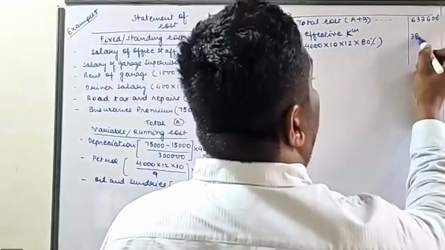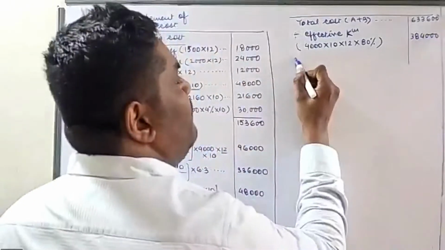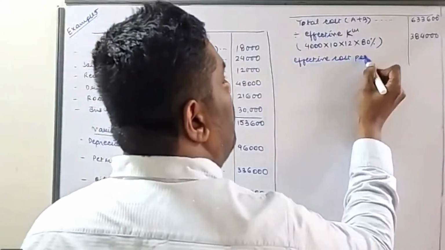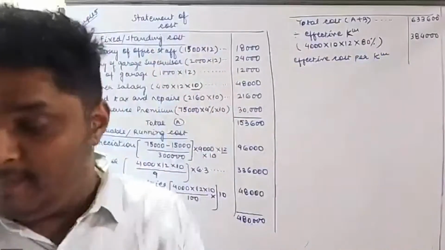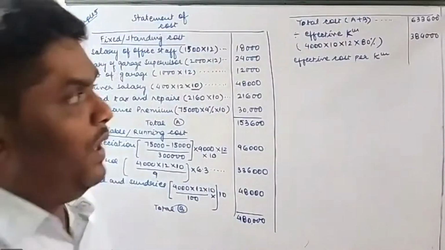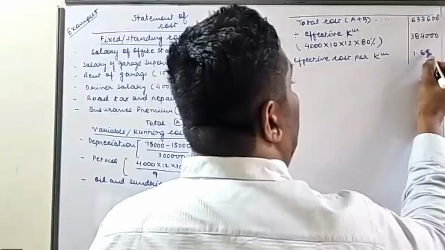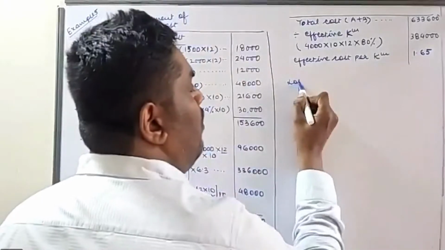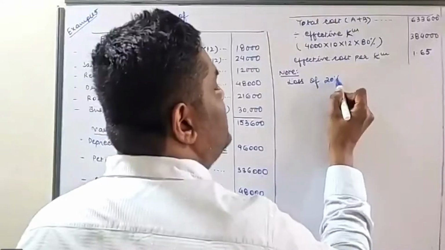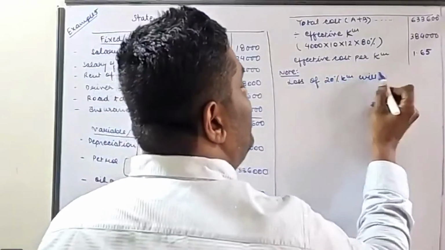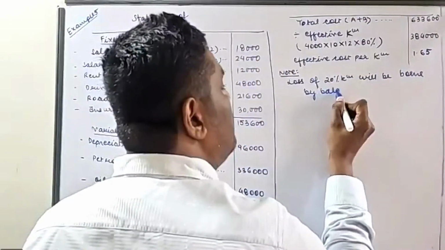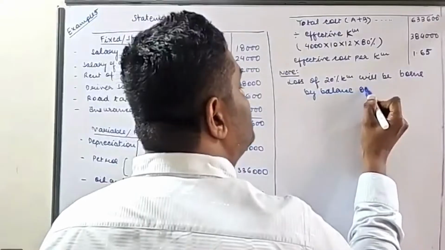3,84,000. So effective cost per kilometer will be 1.65. Writing this note also for your reference, loss of 20% kilometers will be borne by balance 80% kilometer.